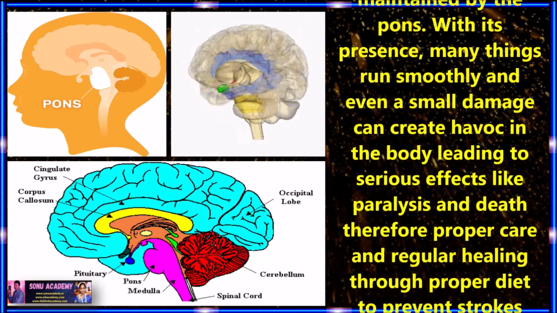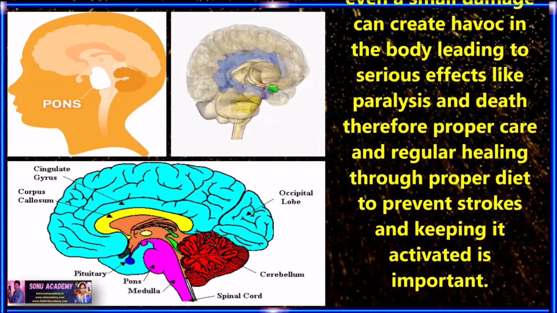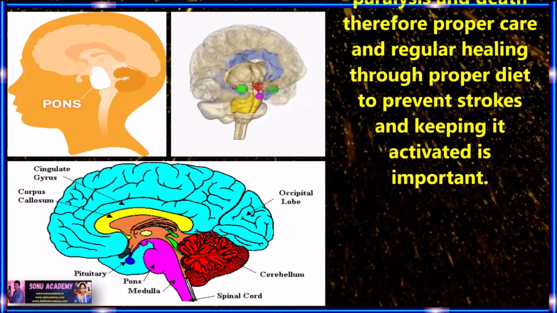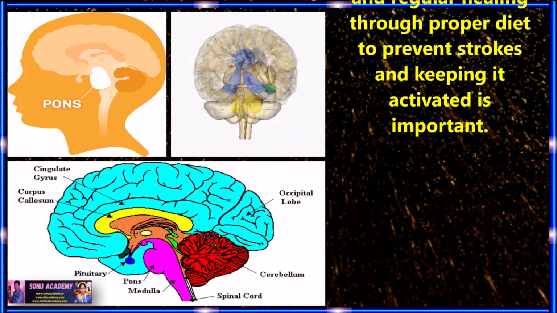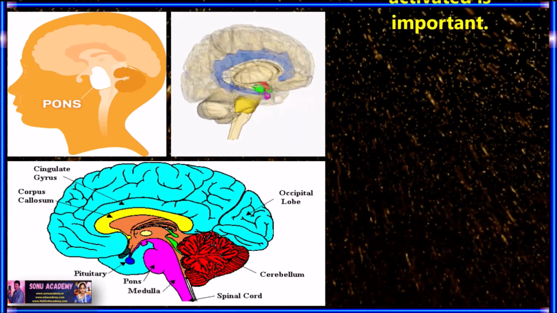With this presence, many things run smoothly and even a small damage can create a heavy impact in the body, leading to serious effects like paralysis and death. Therefore, proper care and regular healing through a proper diet to prevent strokes and keep it activated is very, very important.